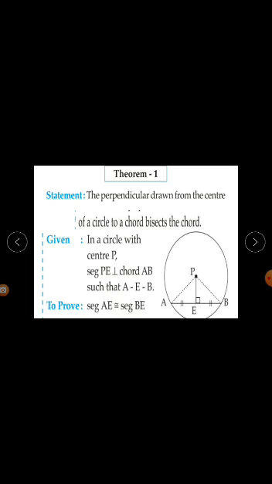What do you have to prove? You have to prove that AE is equal to BE, because the perpendicular drawn from the center of a circle to the chord bisects the chord. Means you have to prove that segment AE is equal to segment BE.